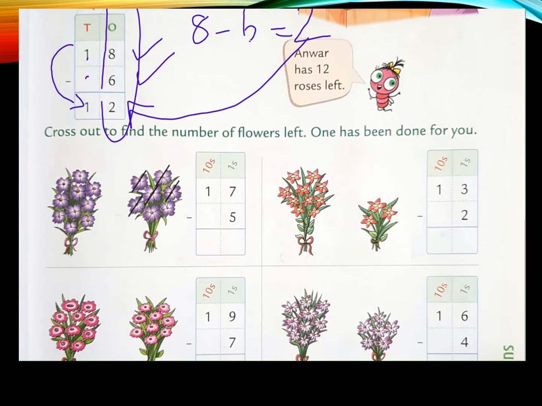Cross out to find the number of flowers left. One has been done for you. So there were 17 flowers and minus 5. So cut 5. 1, 2, 3, 4, 5. How many left? So this full bunch has 10, 11, 12.